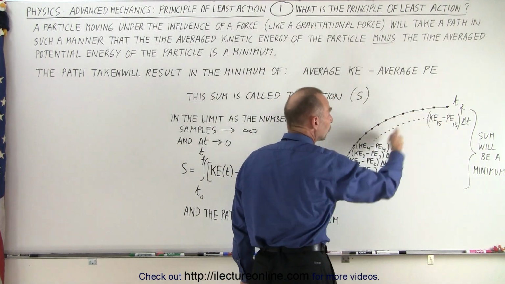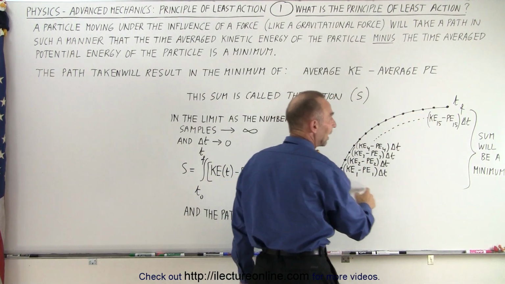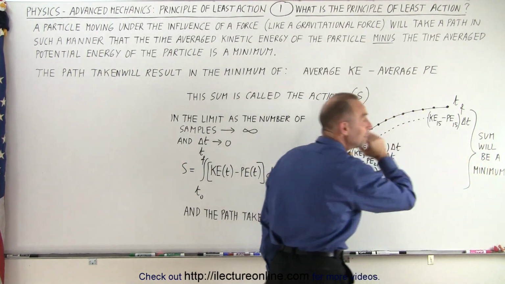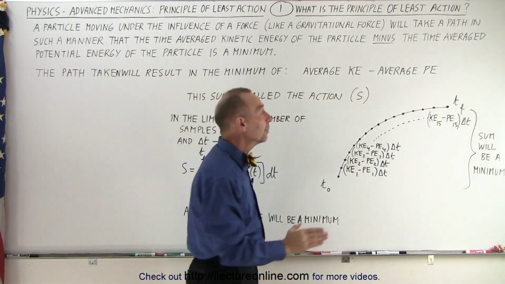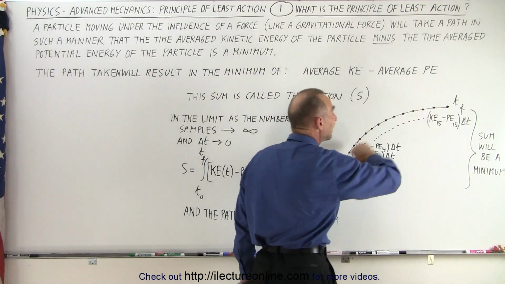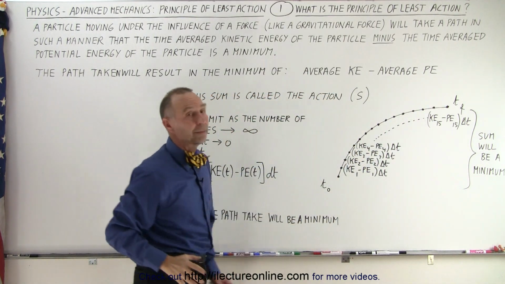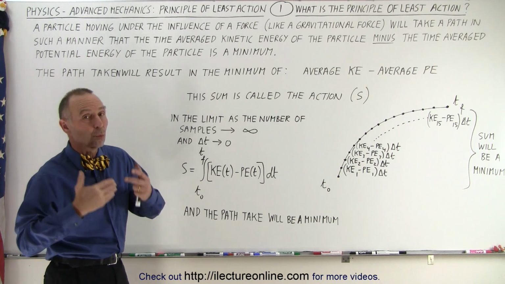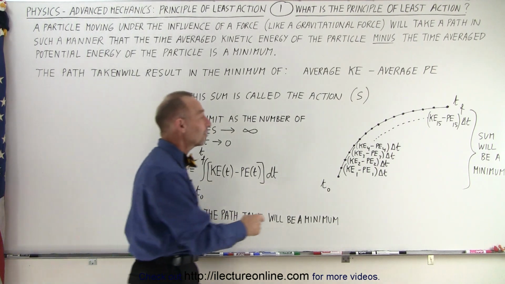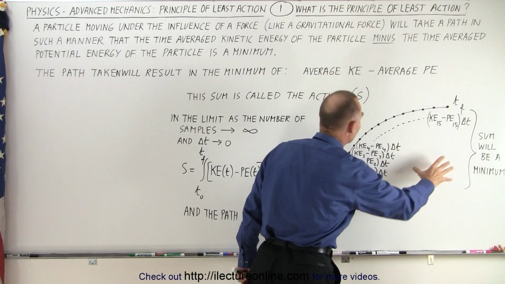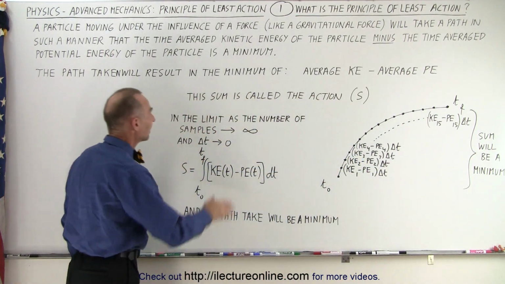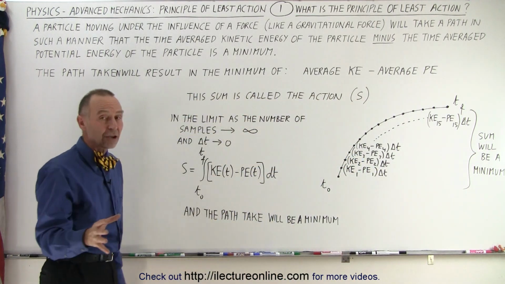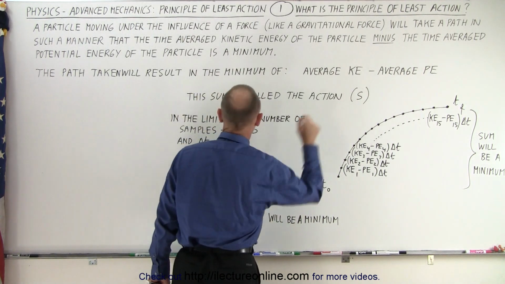We add up all those portions, and the sum of all of them should be a minimum and will be a minimum if the particle takes the path based upon the principle of least action. So what we're saying is a particle will indeed take the path such that the sum of all these is indeed a minimum. So that sum again is called the action, and it's represented by the letter S.